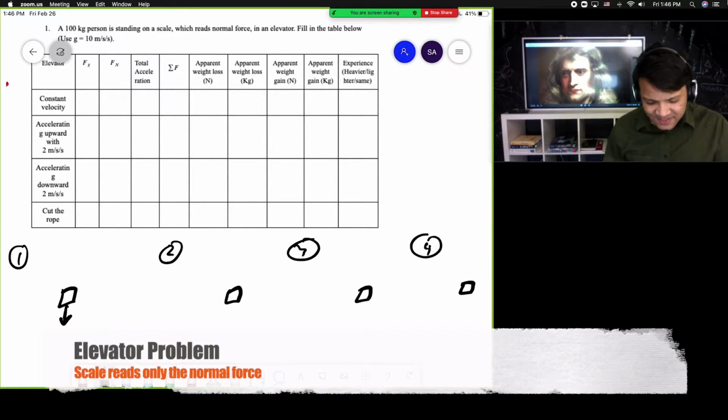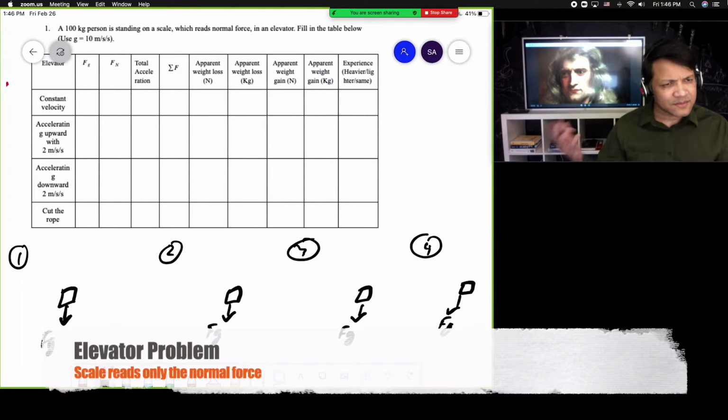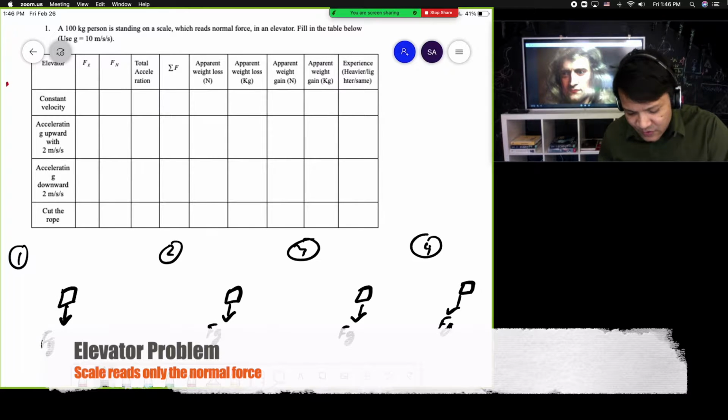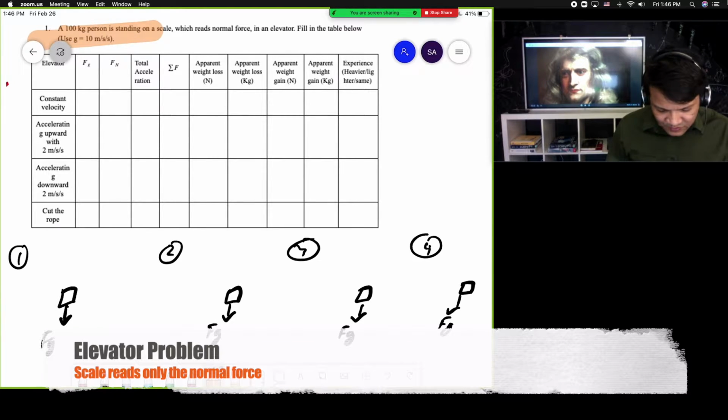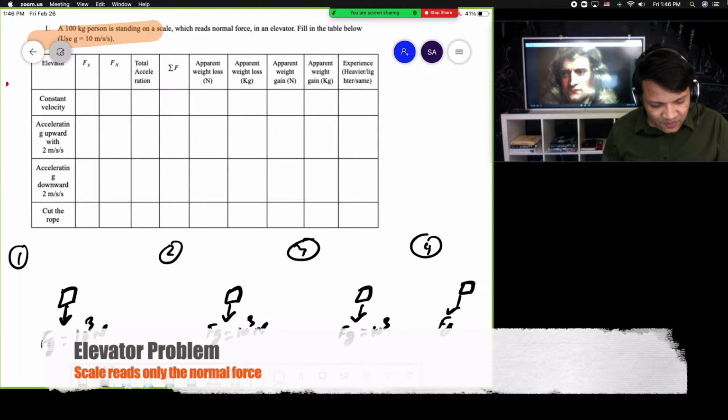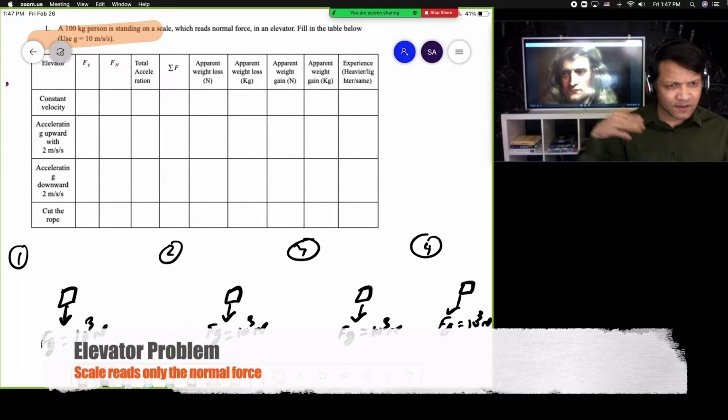The weight vector would be the same. Weight is mg. Weight does not change. One thing does not change, and that is the weight. Mg is 100 times 10. We're going to use 10 as the question asks you to use 10. So 100 times 10 is 1000 Newton in each of the four diagrams. You see that even though the scale reads differently and the elevator goes through different phenomena, the weight remains the same.